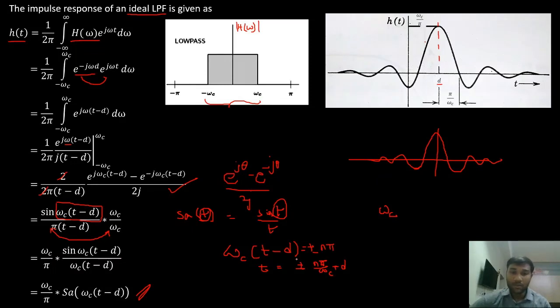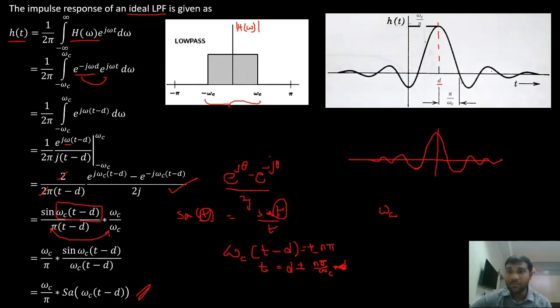Plus or minus n pi, or plus d, I'll take it off here and write it here: d plus or minus n pi by omega c. So for all values of t which satisfy this expression, my sampling function crosses my x-axis. It is 0, right? It crosses my x-axis.